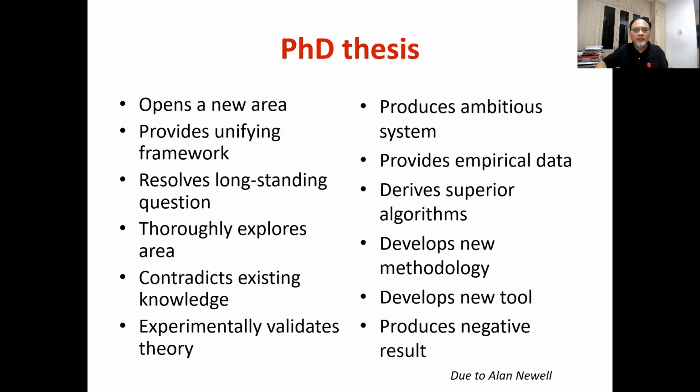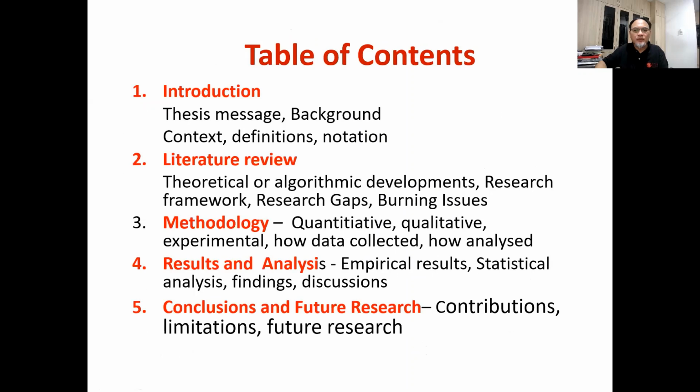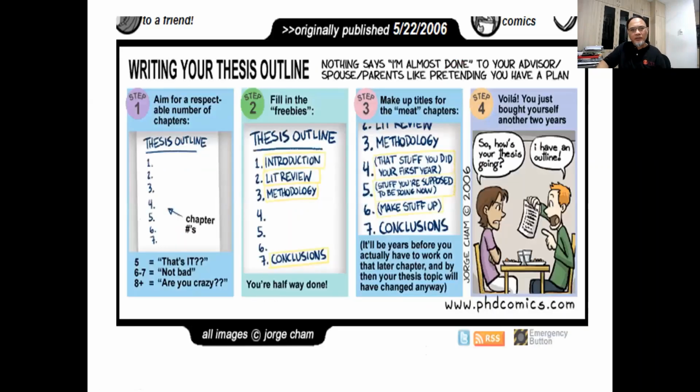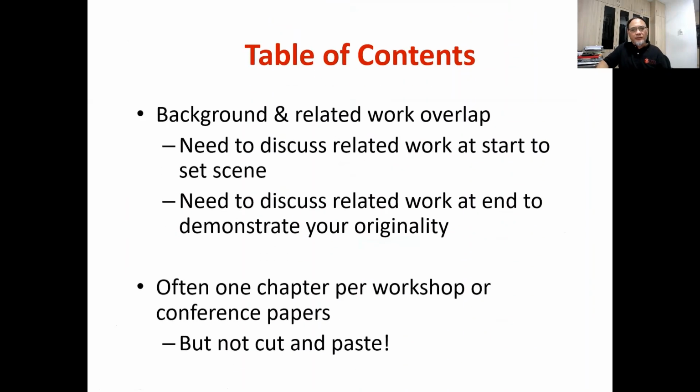So I've already explained right until probably the table of contents, whereby it will encompass these 5 major elements: introduction, literature review, methodology, results analysis, and conclusion and future research. In fact, I've also suggested that you actually outline the table of contents.